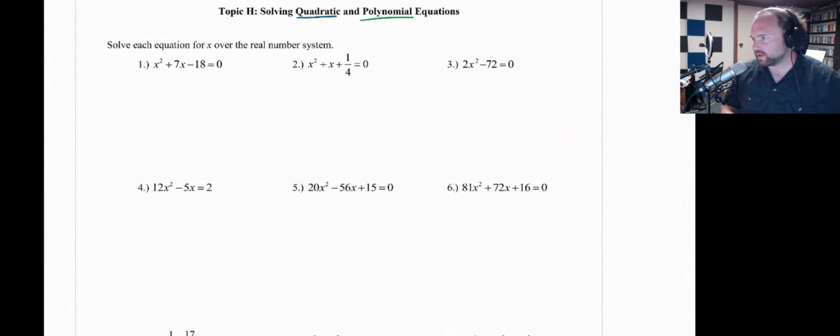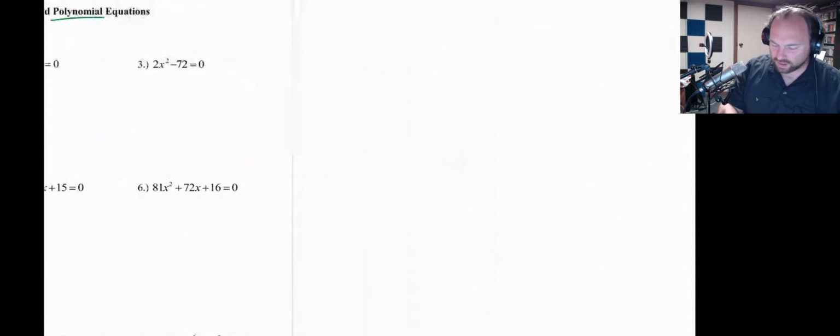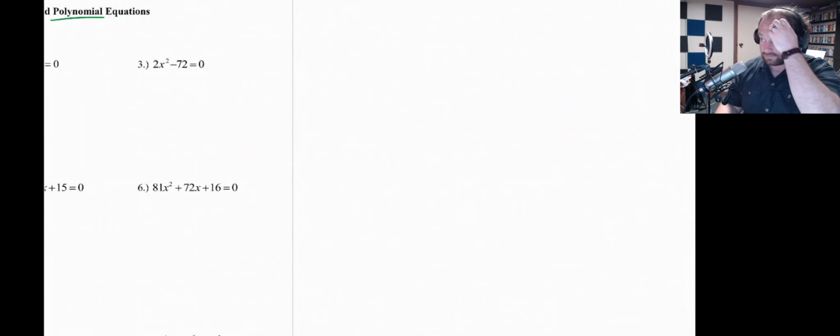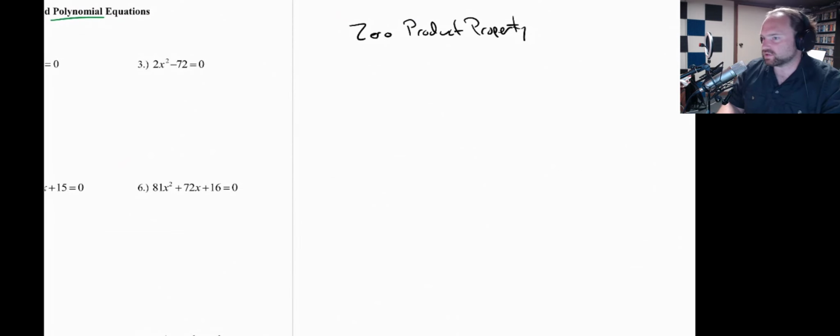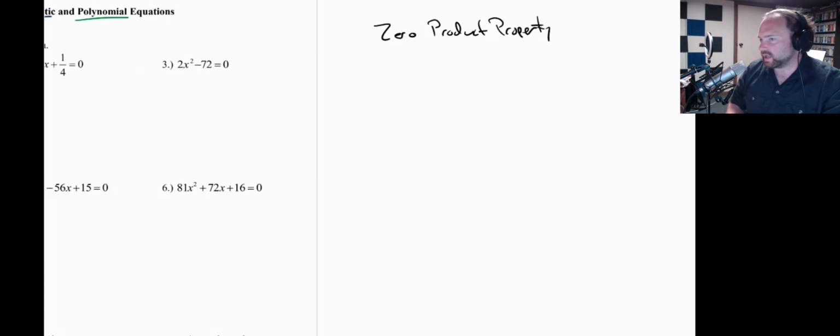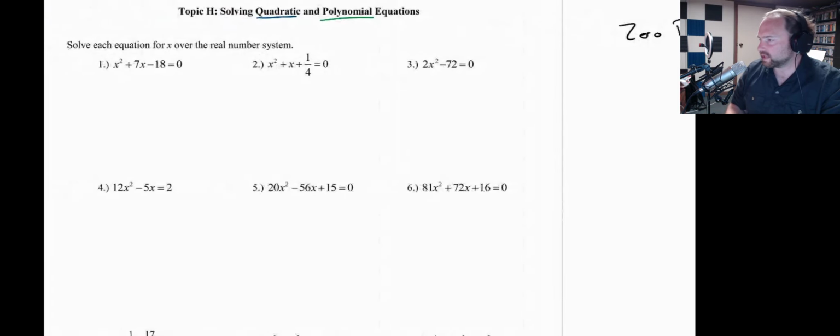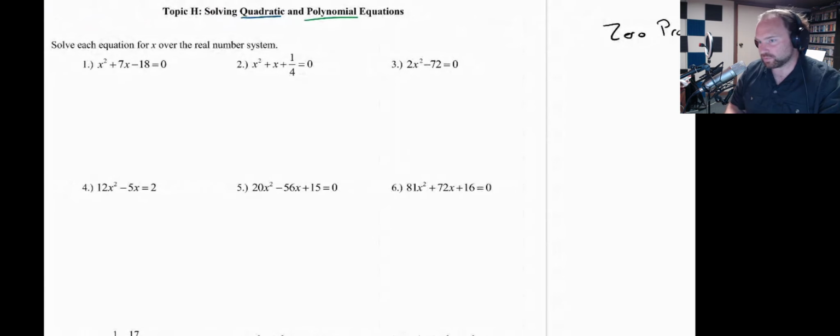So I'm going to slide off to the side before we start, and I'm going to review a couple things. Actually, really only one thing. I'm going to remind you about the zero product property, which is really the only property we're going to take advantage of here. You might notice right away that a lot of these equations are set equal to 0, and if they're not, like in the case of number 4, the first thing we're going to do is subtract the 2 from both sides to make them equal 0.